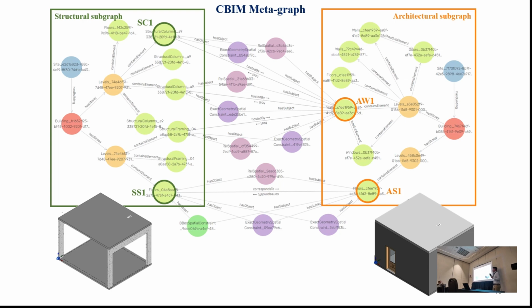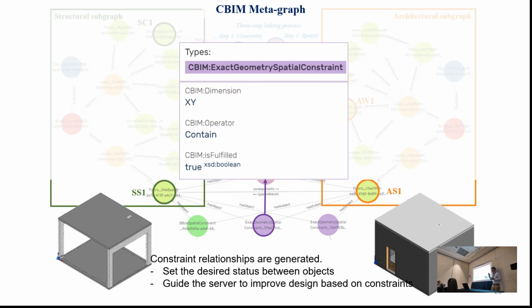For example, the structure slab 1 has a CBIM exact geometry spatial constraint with the architecture slab 1. It means that the architecture slab 1 should contain the structure slab 1 in the XY dimension. Currently, this constraint is satisfied. Constraint is kind of like the user experience, but explained in a graph and in a machine-understandable language. And this can help the computer to maintain the model if something is violated.